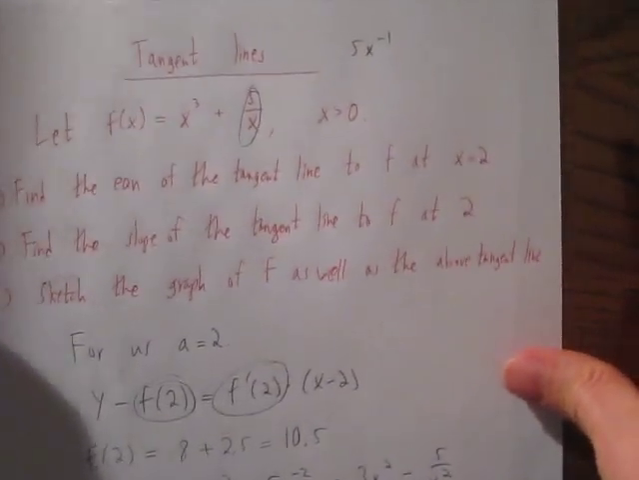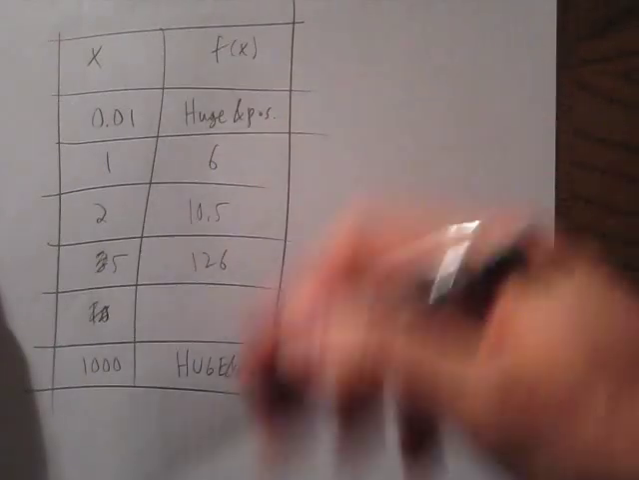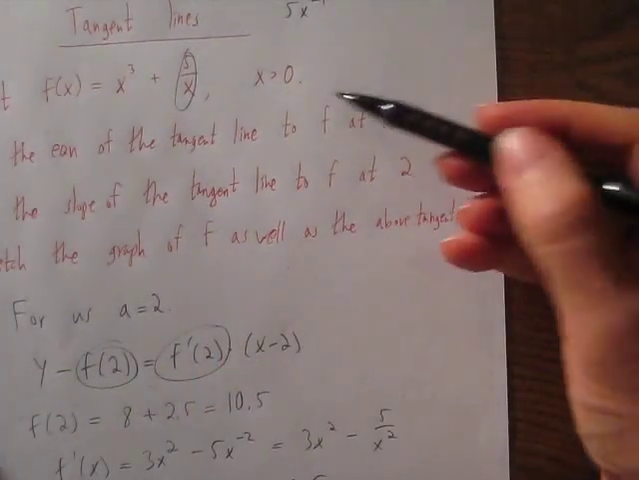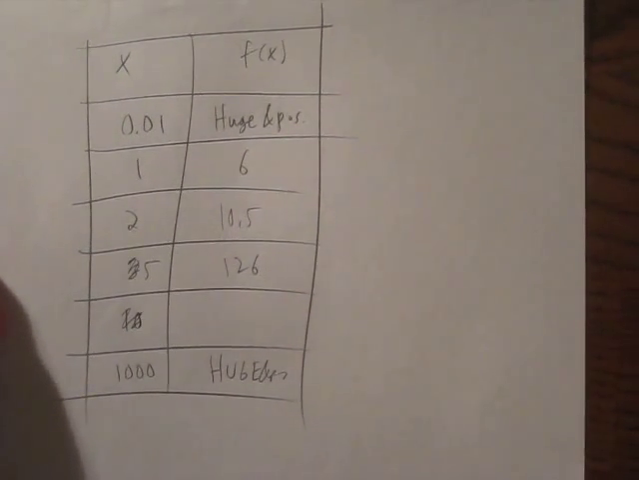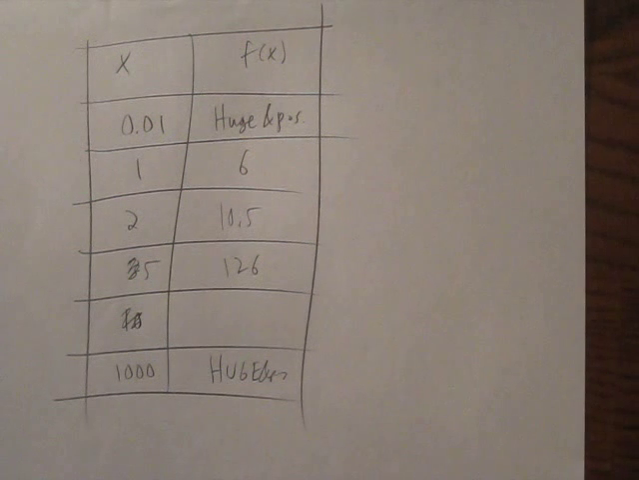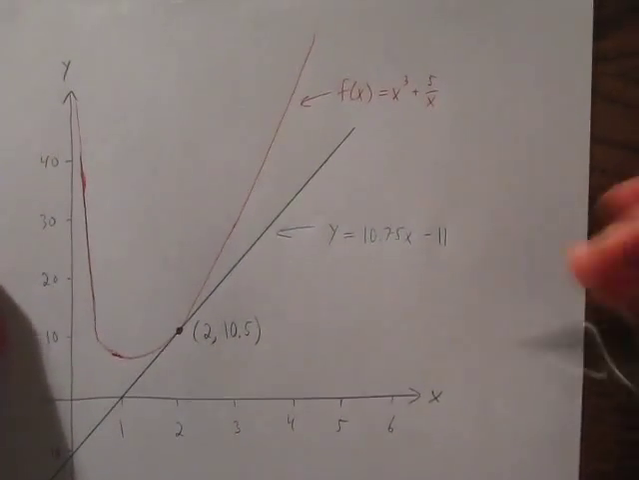So, to do this, we have f(x) is x cubed plus 5 over x. We create a table of values, so some positive x values. Remember, the domain was the set of positive numbers. The corresponding y values, the values of your function. Then you plot the points in the plane, you connect them with a smooth curve, and that will give you a sketch of the graph of your function.